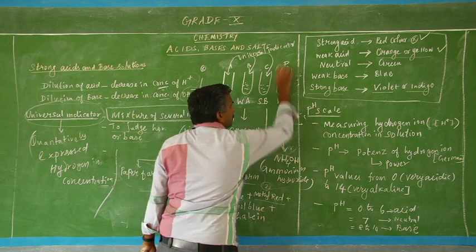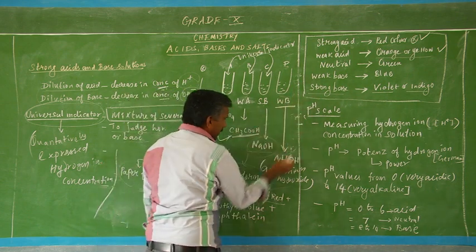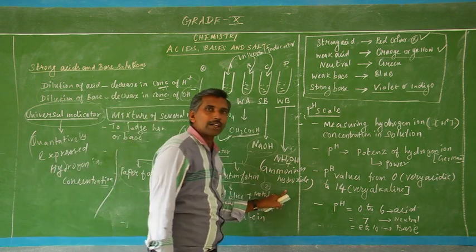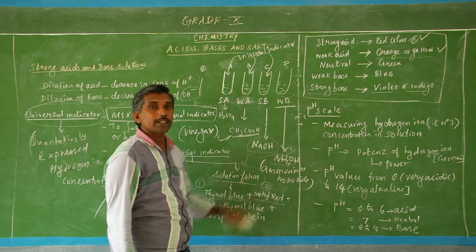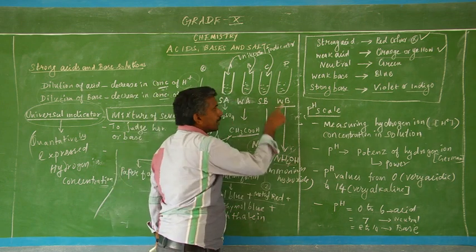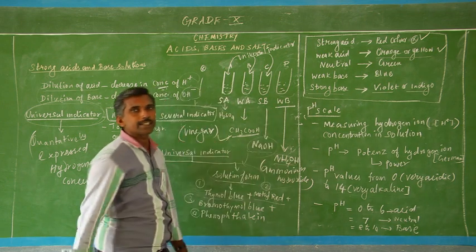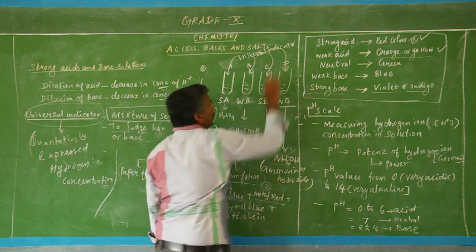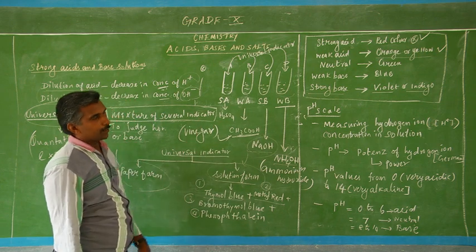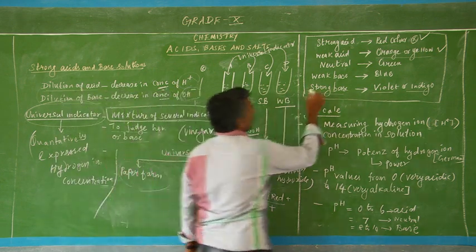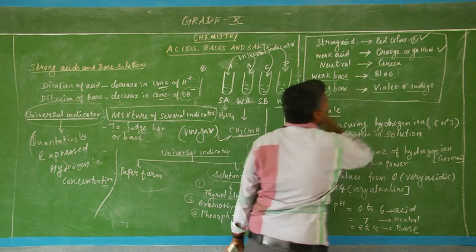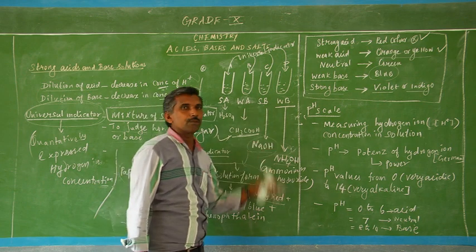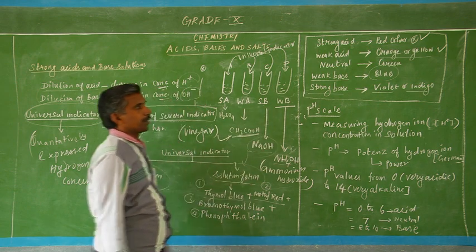Now test tube D contains a weak base, ammonium hydroxide, formula NH4OH. It is a very weak base. We add universal indicator to test tube D containing the weak base. What happened? Blue color appears. Blue color formation is known as a weak base.